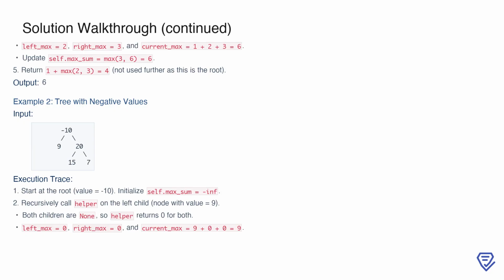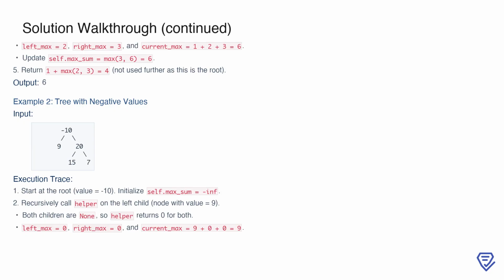Moving on to the second example, we analyze a tree with negative values. The root is -10, with 9 as the left child and 20 as the right child. Node 20 also has two children, 15 on the left and 7 on the right. As before, we initialize self.max_sum to -infinity and begin the recursive process.